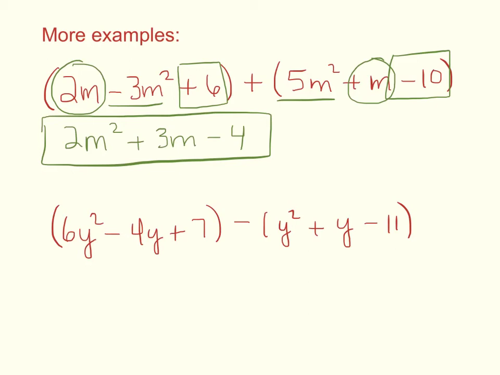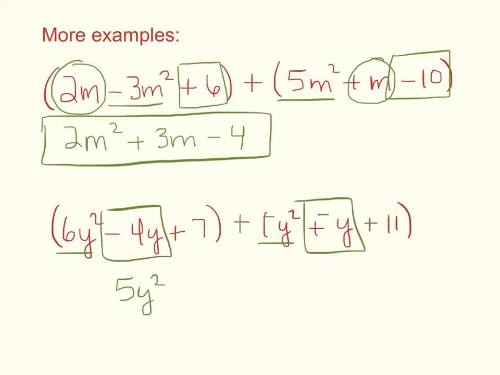There's my answer. And the second one, if you look at it closely, it's a subtraction problem. So I'm going to go ahead and change it to addition of the opposite. So it's going to be addition and then negative, negative, positive. So 6y squared plus negative y squared is 5y squared. Negative 4y and negative 1y is negative 5y. 7 plus 11 is 18.